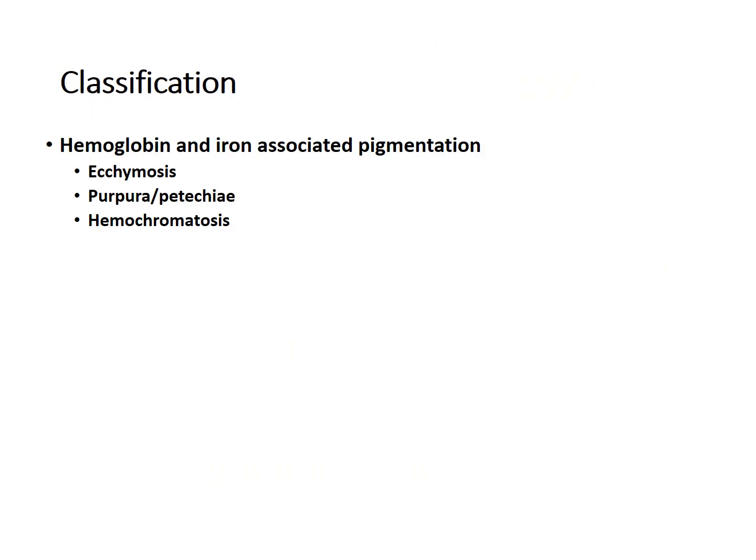Moving on, hemoglobin and iron associated pigmentations. Now the examples for this would be ecchymosis, purpura, petechiae, and hemochromatosis.